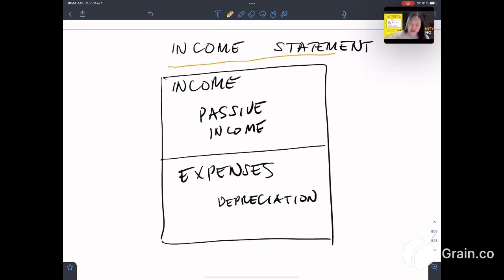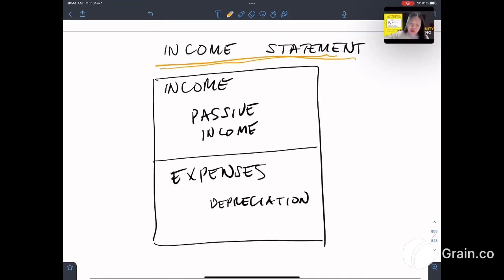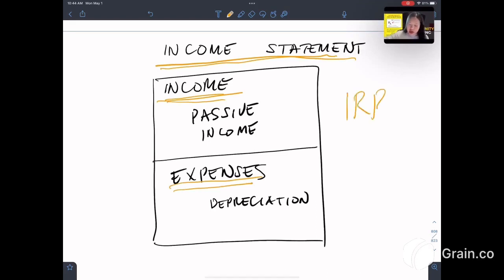So we have an income statement. And anytime we have an income statement, we have to do a balance sheet. They all need to add up. With the income statement, we have the income column and the expenses column. Under the income column, on the topic of IRR, or internal rate of return, the income column has the passive income. Under the expense column, we have the depreciation for the internal rate of return.